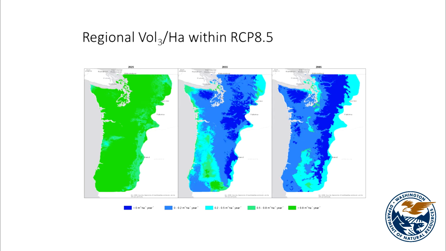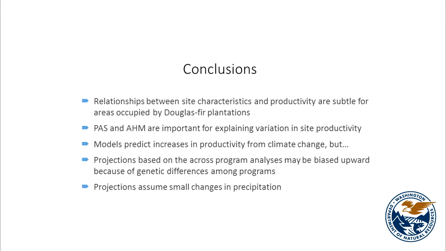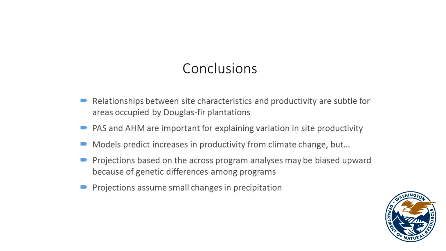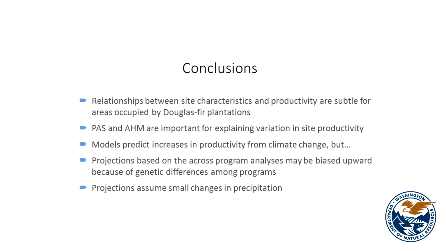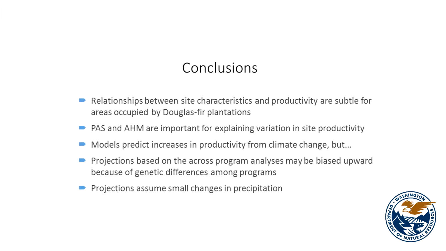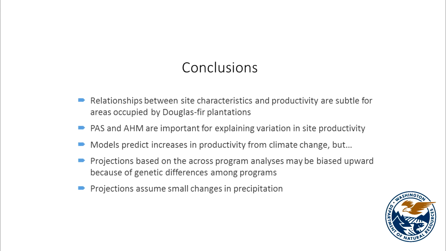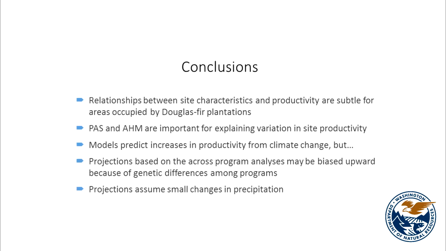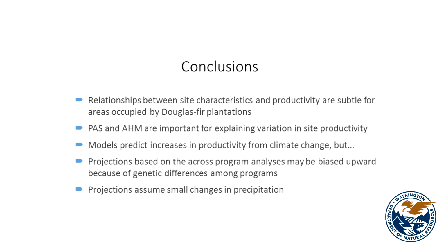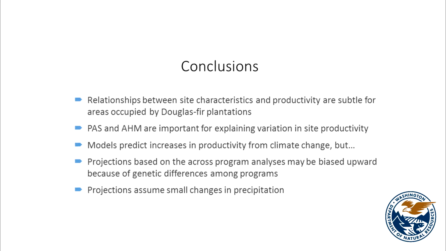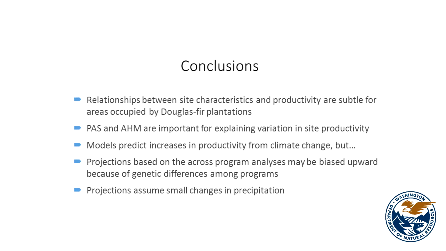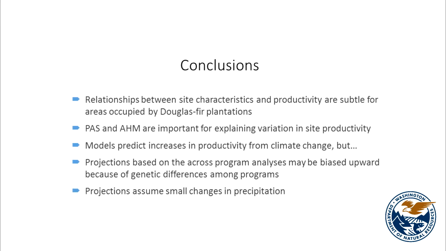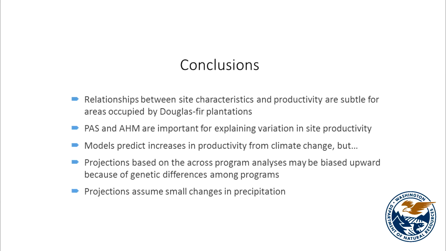Oregon State University. Our conclusions for this project right now are that the relationships between the environmental characteristics and Douglas fir productivity are really subtle across the region. We are seeing precipitation as snow and annual heat moisture as being important for explaining variation in site productivity. And these models are predicting an increase in productivity across the landscape, but the projections might be biased upwards when we're looking at the across program data set because of the confounding genetic information in there.